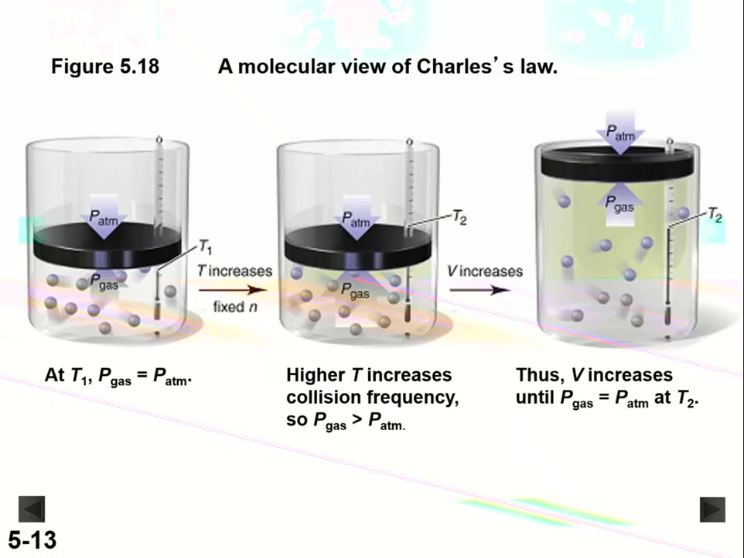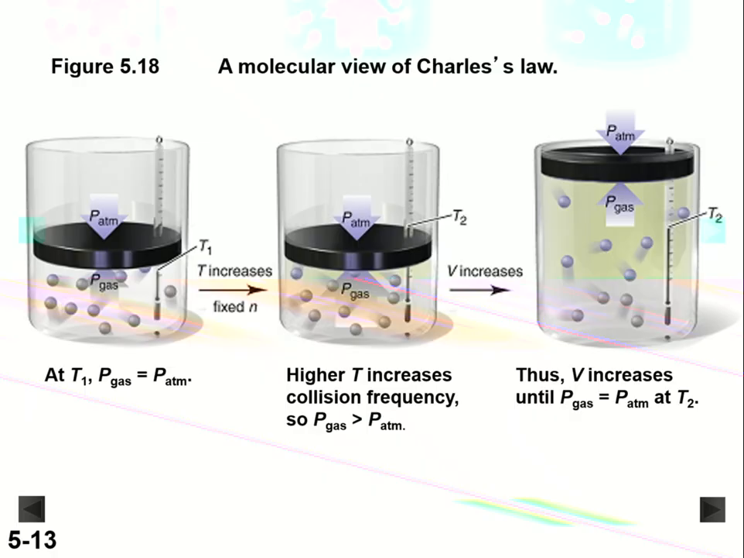We look at Charles' law next. Here we see we have a gas at temperature 1. The pressure of the gas equals the atmospheric pressure. Charles' law is going to relate temperature and volume. So in this case, our number of moles will be fixed and our pressure will be fixed.